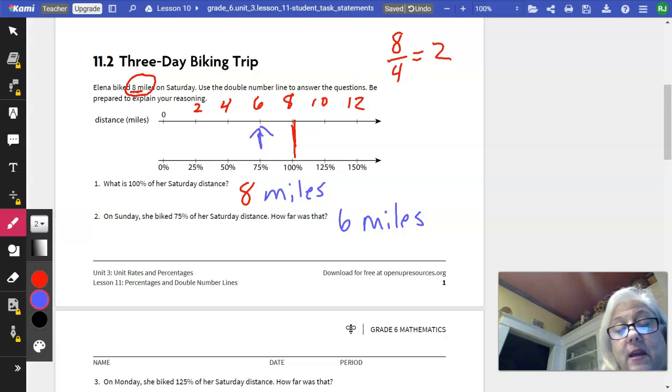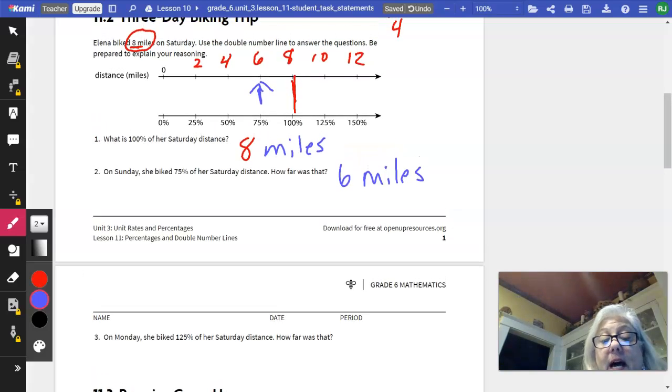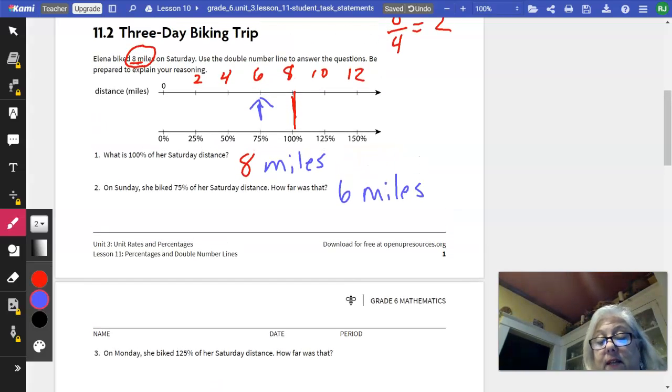And then finally, it says on Monday, she biked 125% of her Saturday distance. How far was that? Well, let's look here and see what 125% would be. Well, what does it show on our double number line? It shows 10 miles.